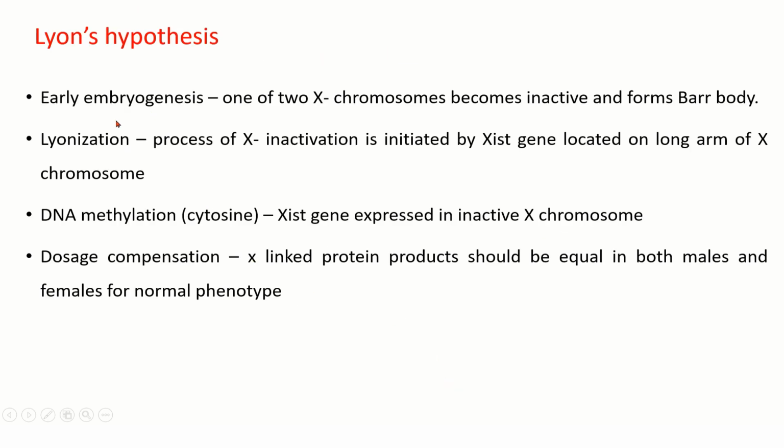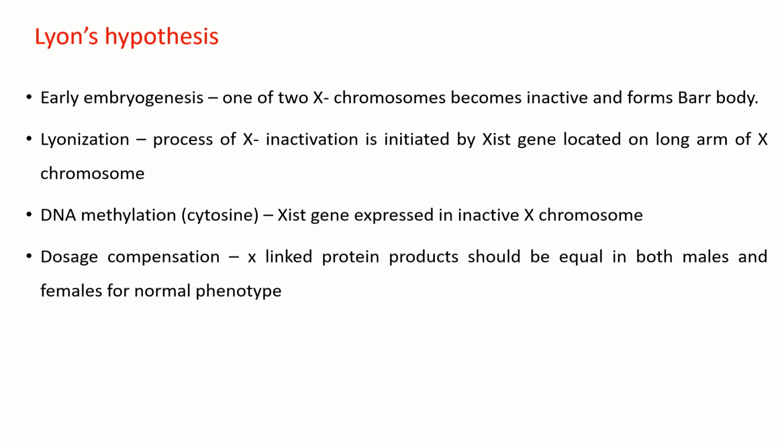So Lyon's hypothesis: in early embryogenesis, one of the two X chromosomes becomes inactive and forms Barr body. So the process of X inactivation is initiated by XIST gene, X inactive specific transcript gene, located on long arm of X chromosome. So DNA methylation is the main step in the inactivation of X chromosome. Why is it being done? It is for dosage compensation.